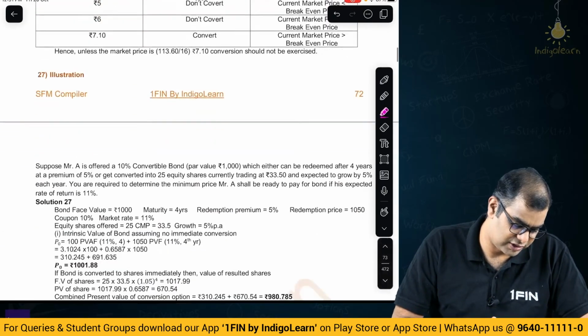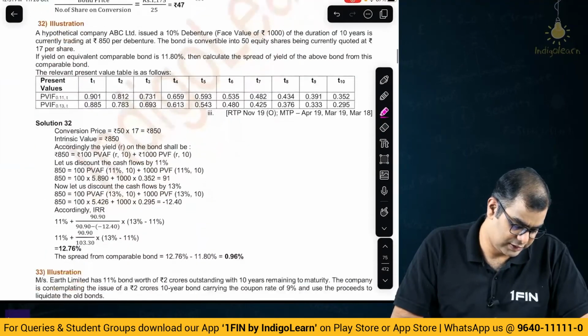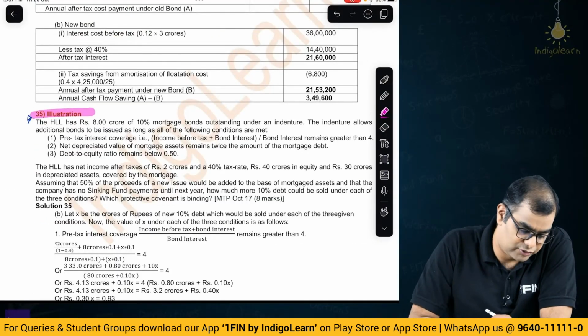This is a convertible debentures question. Let us ignore that. It is also fully convertible. So friends, now let us look at the next one.